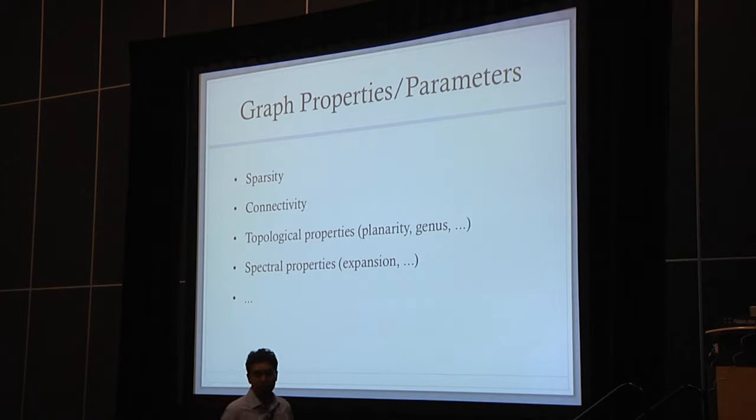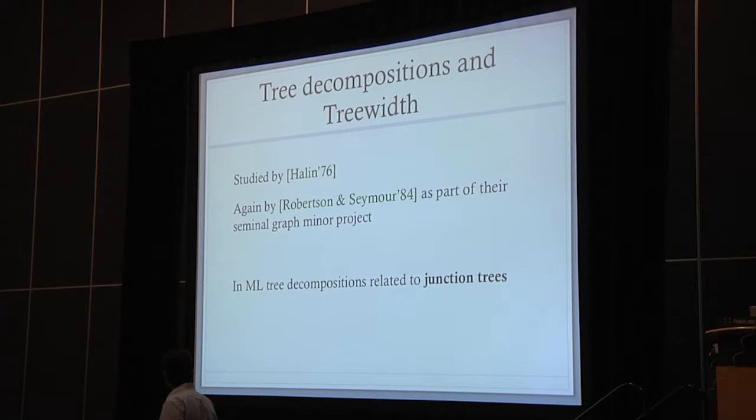And it's not a new topic. People study graphs from a variety of points of view. Sparsity: does a graph have very few edges? What kind of connectivity properties does it have? Is it a planar graph? Topological properties, spectral properties? Is it an expander? What's the spectrum of the graph? And many such properties. And in this talk, we'll be concerned with a property of graphs that we'll roughly call decomposability. And we'll see what that is formally.